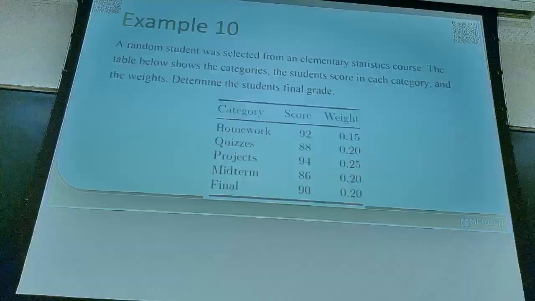Random student, this one's quite useful. Random student selected from an elementary stats course. The table below shows categories, the score in each category, and the weights of each category. And we want to determine the final grade. This is a weighted average.